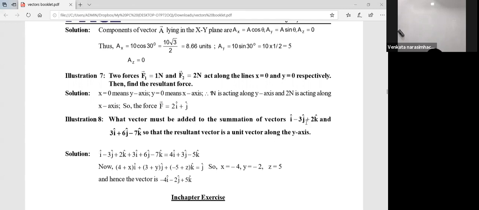First of all, you added i minus 3j plus 2k. Sir, coefficient of j should be 1, so that the resultant vector is a unit vector along y-axis. Coefficient of j should be 1. That's why y has been taken as minus 2. Are you able to see this? Yes, sir. Put y as minus 2, the coefficient of j will be 1. Coefficient of i cap should become 0, coefficient of k cap should become 0. So z is equal to 5, x is equal to minus 4.